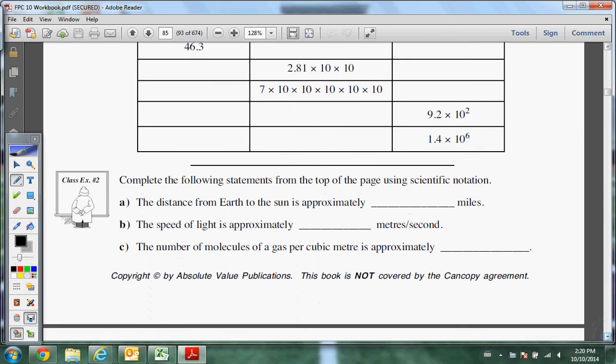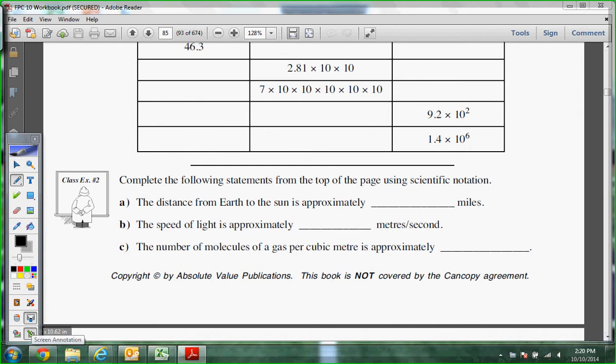For example 2, include the following statements from the top of this page using scientific notation. The distance from the Earth to the Sun is approximately what in terms of scientific notation? 9.3 times 10 to the 7th. Good. The speed of light is approximately 3 times 10 to the 8th. Good.